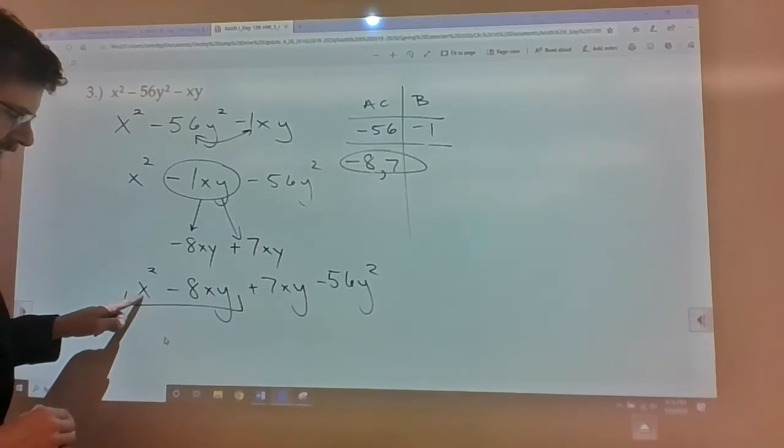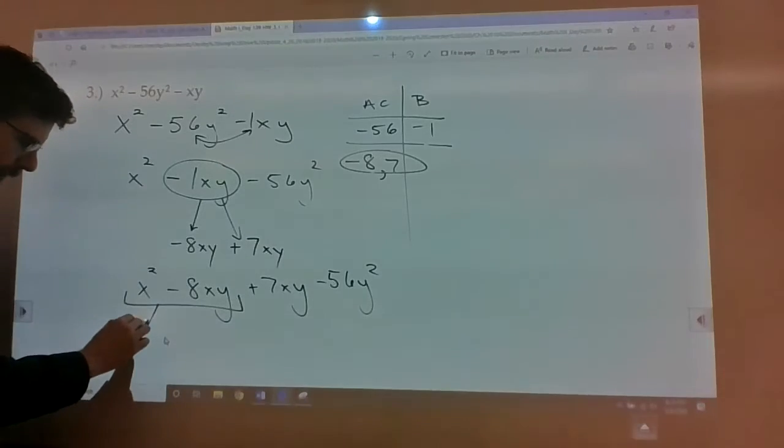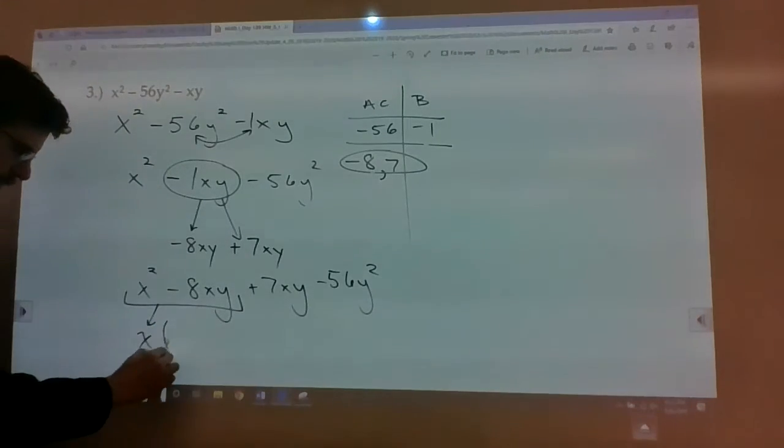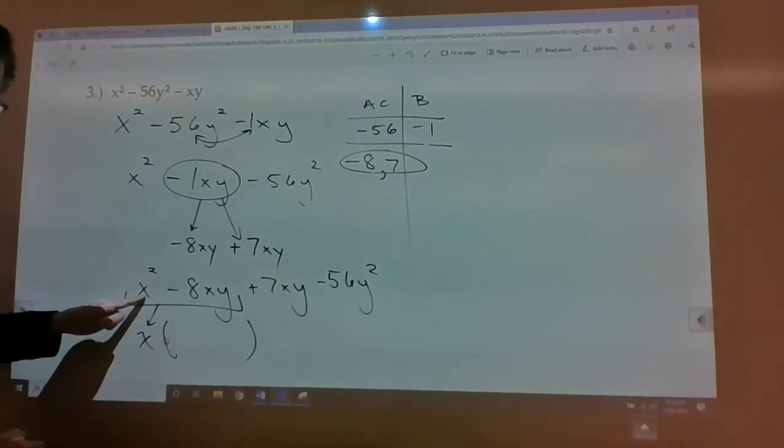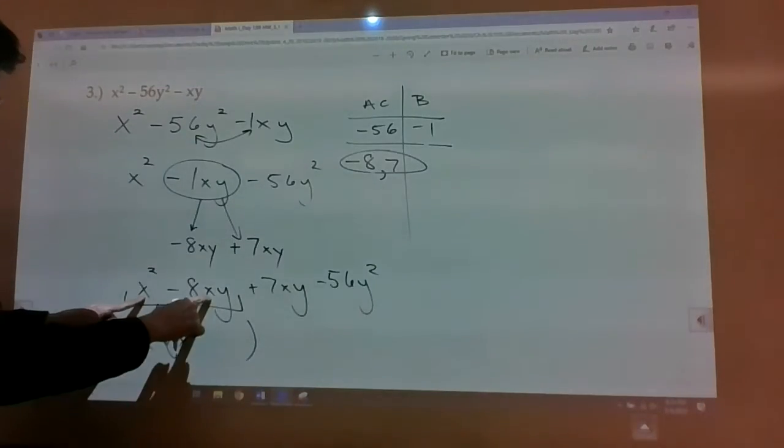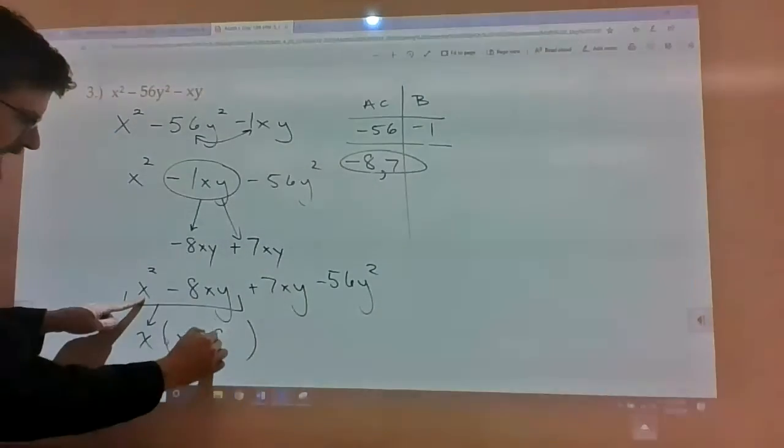This one's pretty basic. X is what they share. That's what I'm taking out. Take an x away from x squared, you get x. Take an x away from 8xy, you get minus 8y.